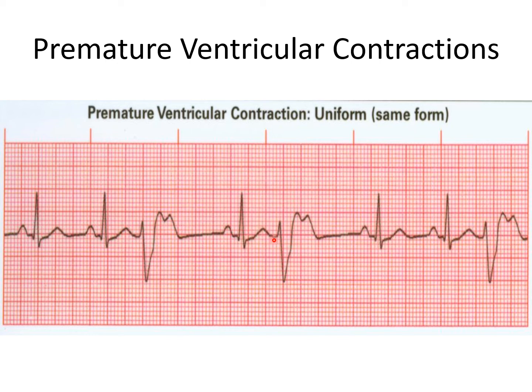QRST. Oh no, here we go again. Instead of getting a P wave, I find another wide, bizarre complex, which is a premature ventricular beat. And again, a little bit of a compensatory pause, trying to get us back on track again. P, Q, R, S, T. P, Q, R, S, T.